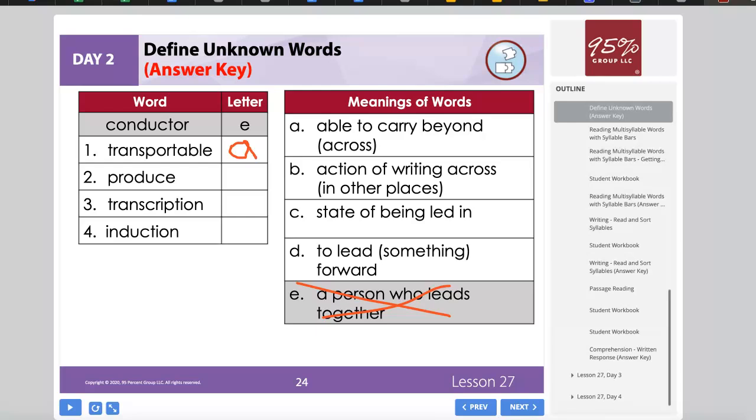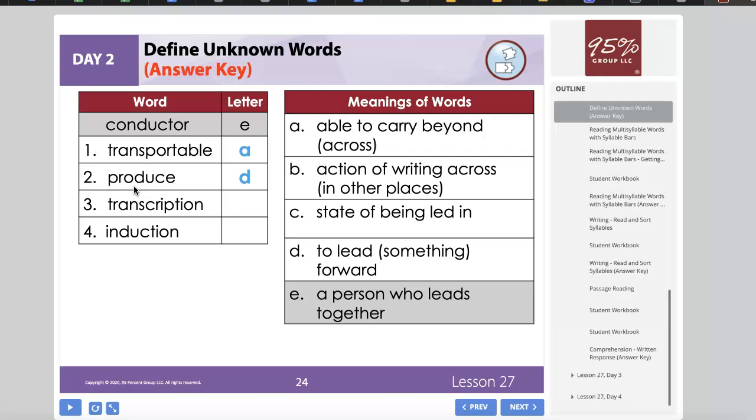All right. Now, let's take a look at the next one. Number 2 is produce. So we've got pro and duce. All right. Let's go ahead and cast our votes. What do you think produce means? If you have up 4 fingers, you are correct, to lead something forward.